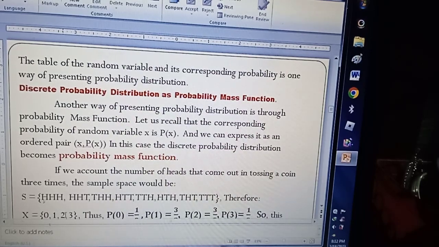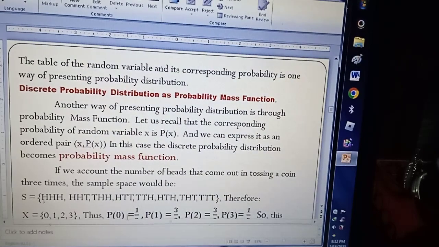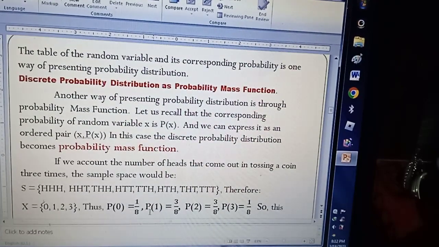And there is also an outcome where two heads come out, no? Like HHT, THH, and HTH. Okay. And there is only one outcome where three heads are there, like HHH. Thus, P of 0 is equal to 1/8. And P of 1 is 3/8. And P of 2 equals 3/8 also. And P of 3 equals 1/8.